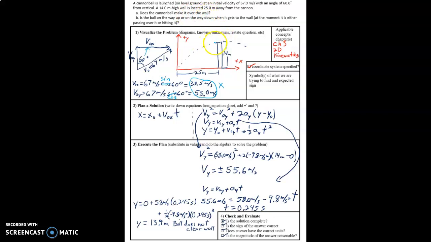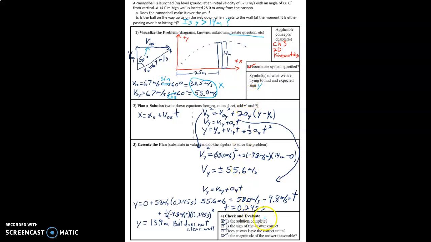We were supposed to figure out whether the cannonball made it over the wall or not. And instead of drawing it right to the top of the wall, we need to realize that it may not get there. And so we need to restate the question. We need to say, is y greater than 14 meters? Because that's what's going to tell us whether it gets over the wall. So that's what we're going to need to find.